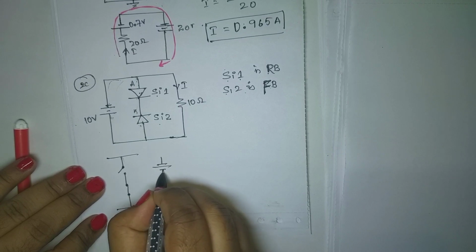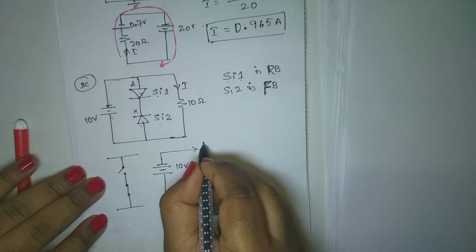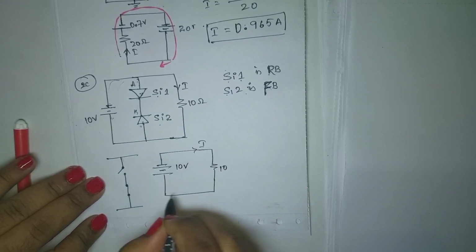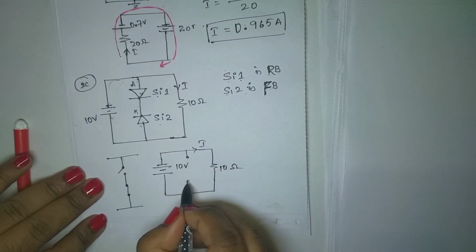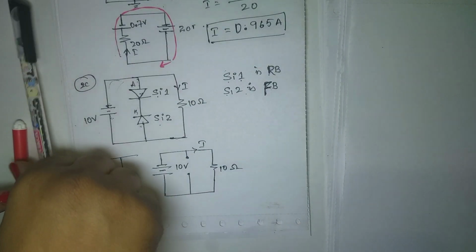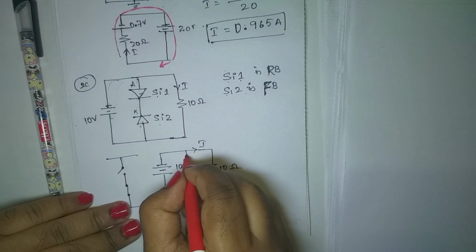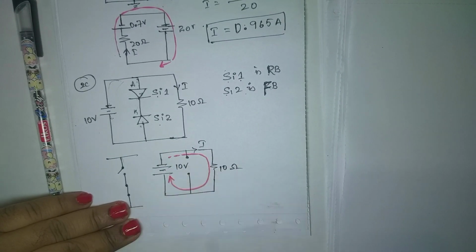You have a voltage source, which is 10 volts, and you have current I flowing through the 10 ohm resistor. Fine. So what happened to the path here? It is an open circuit, so I need not mention it. Now let me apply Kirchhoff's voltage law. I'll take the direction of current like this.